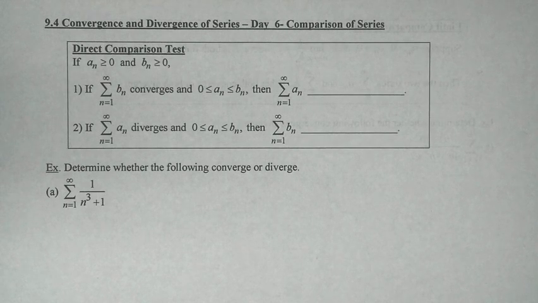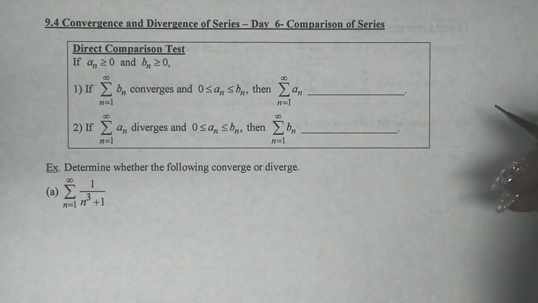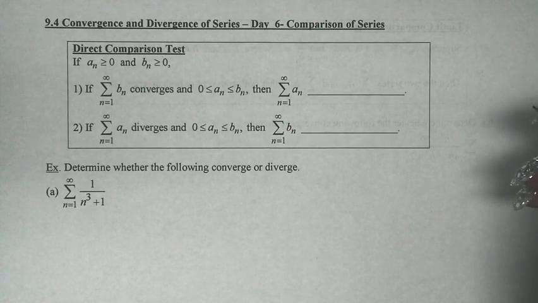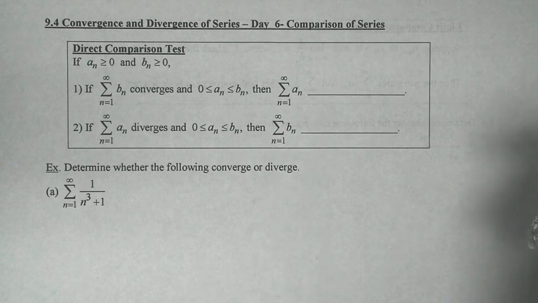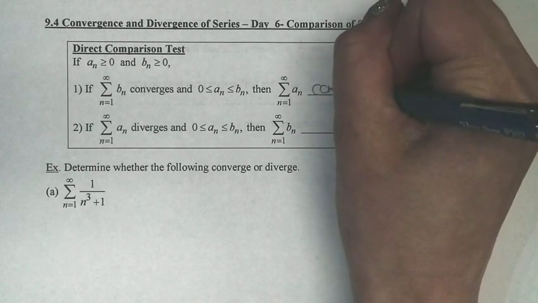If we have that a sub n is greater or equal than 0 and b sub n is greater or equal than 0, we have two conditions. If the series from n equals 1 to infinity of b sub n converges, and we have that 0 is less or equal than a sub n, less or equal than b sub n, we can say that the series from n equals 1 to infinity of a sub n converges. Okay?